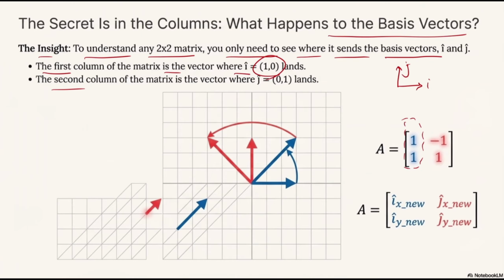The second column of the matrix is where J lands. We are talking about this one. Whatever is happening in the first column and second column is going to give you an idea of what is happening in the whole space. So this is going to be Ix new, Iy new, and this one is going to be Jx new and Jy new, based on their x-axis and y-axis.